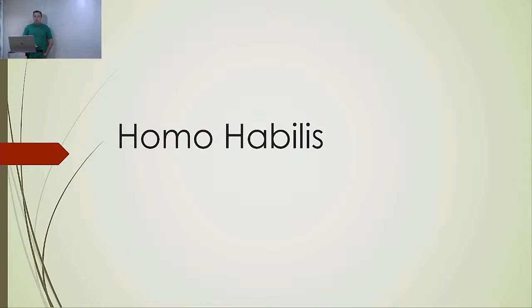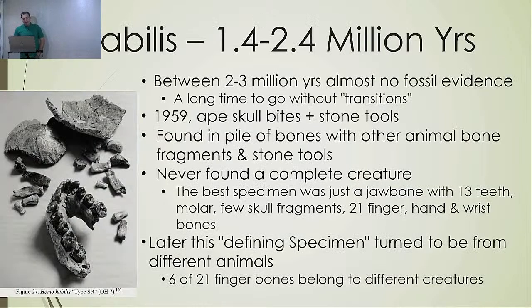Next, we're going to be going over Homo habilis. And this is the one from that list before that is not a human. It supposedly lived 1.4 to 2.4 million years ago. That means there was a long period of time, 2 to 3 billion years, where there was no fossils that showed any transition from apes to humans, according to the evolutionary theory. That's a long time to go without transitions.